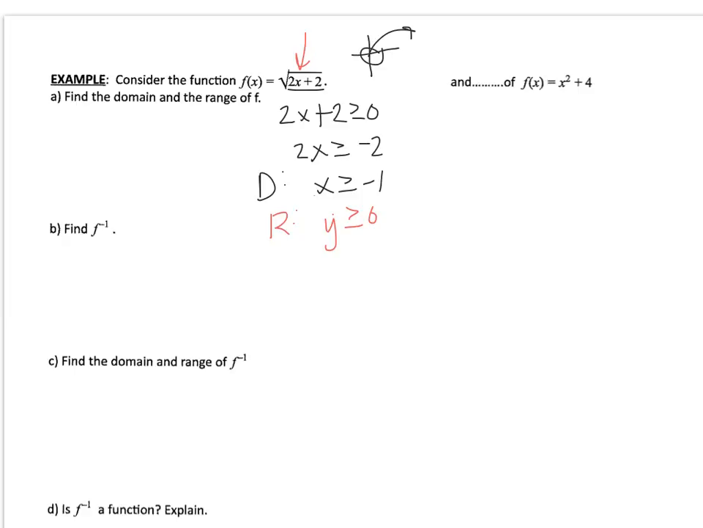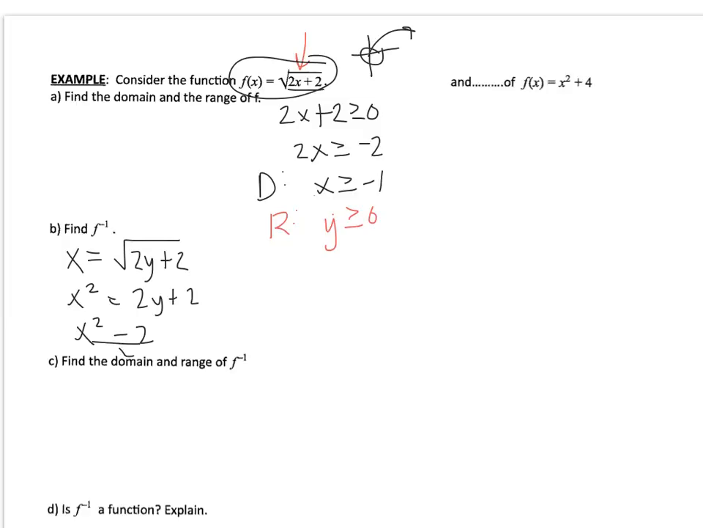So if I'm going to find the f inverse, I'm going to switch the x and the y. So I'm going to have x equals the square root of 2y plus 1, plus 2. Square both sides. Subtract 2. And then divide by 2. So I'm going to have y equals 1/2 x squared minus 1.